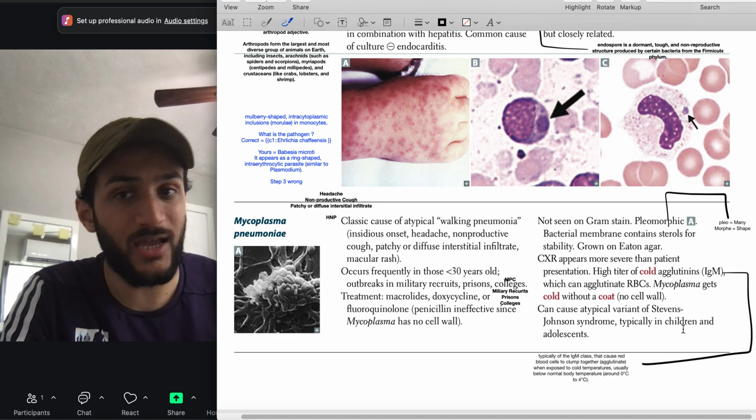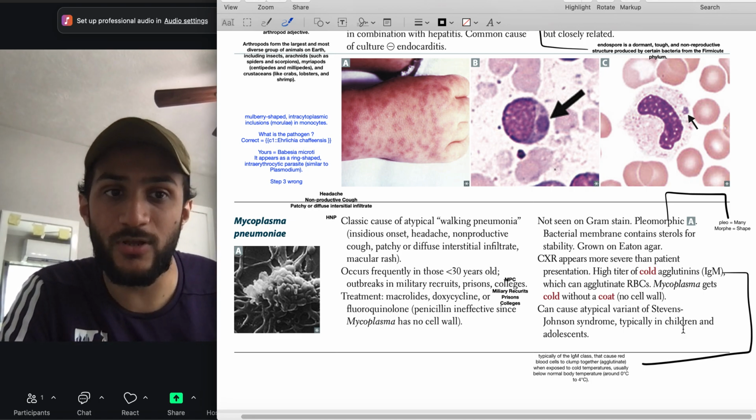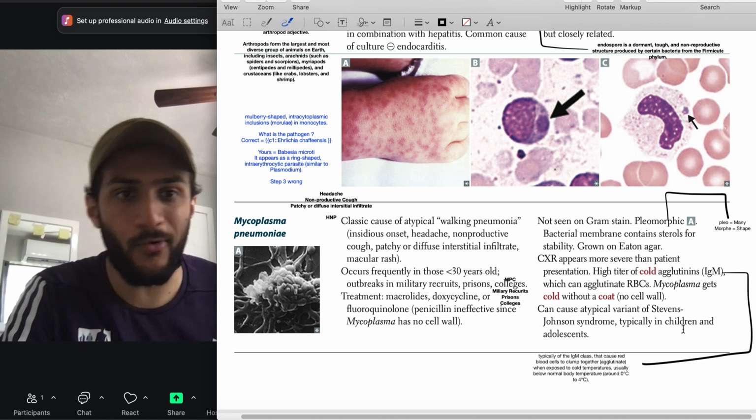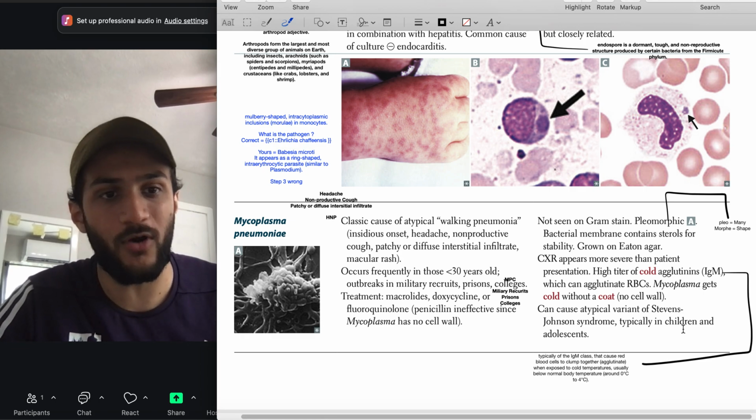Not seen on gram stain. Again, they don't have cell wall. Pleomorphic. Pleo means many. Morphic means shape. Bacterium contains sterols, grows on agar. Here's an important point that there's a high titer of cold agglutinins, IgM, that can agglutinate on RBCs.